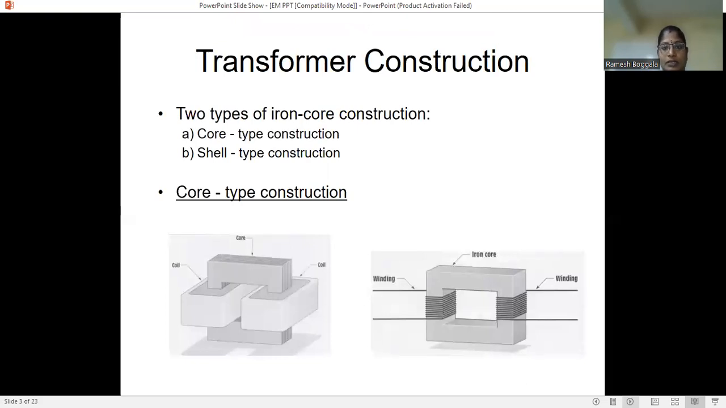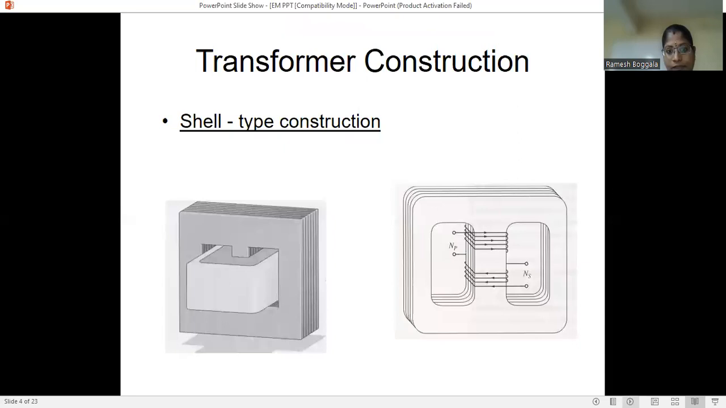Transformer types. There are mainly two types of transformer. One is core type construction, another is shell type construction. Here, the core type construction has an iron core and coils. The coils are wound on both sides of the iron core: one is the primary winding, and the other is the secondary winding. This is the shell type construction.